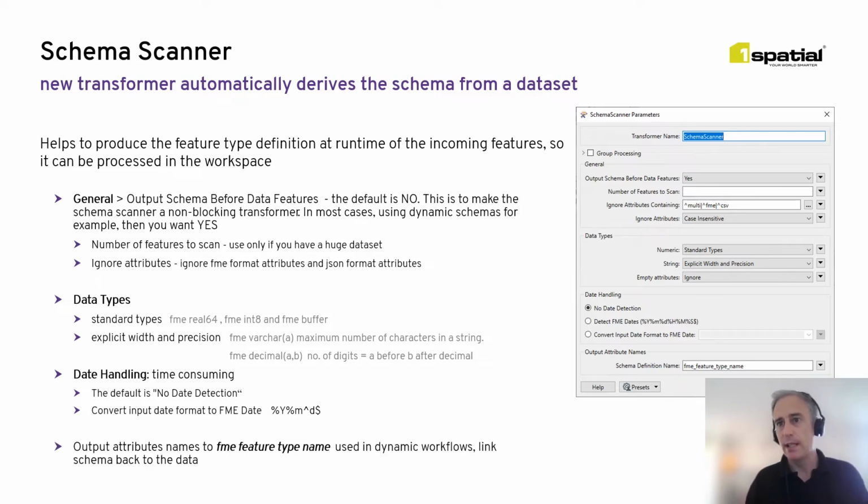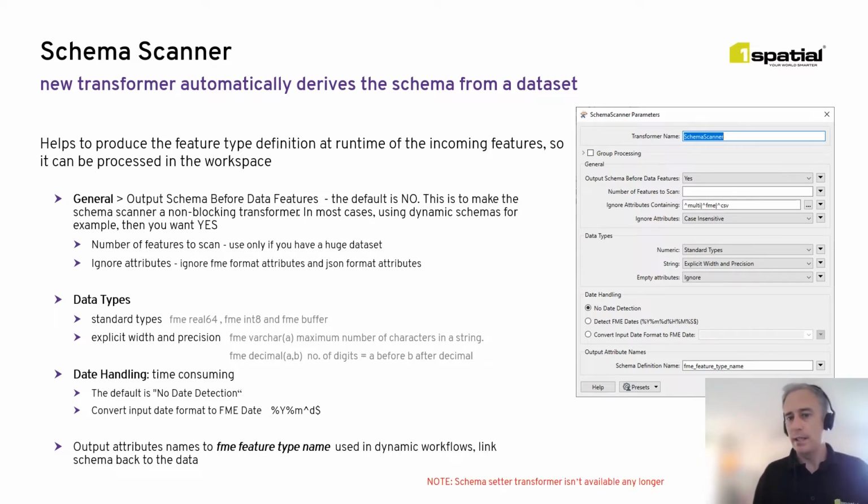And lastly here, the schema definition name will be this default. You can change it, but you may as well leave it as it is. What this is used for is if you've got multiple schemas, you want to link the schema definition back to the data. So it's an extra column that gives whatever that name is so that you can write out dynamically.